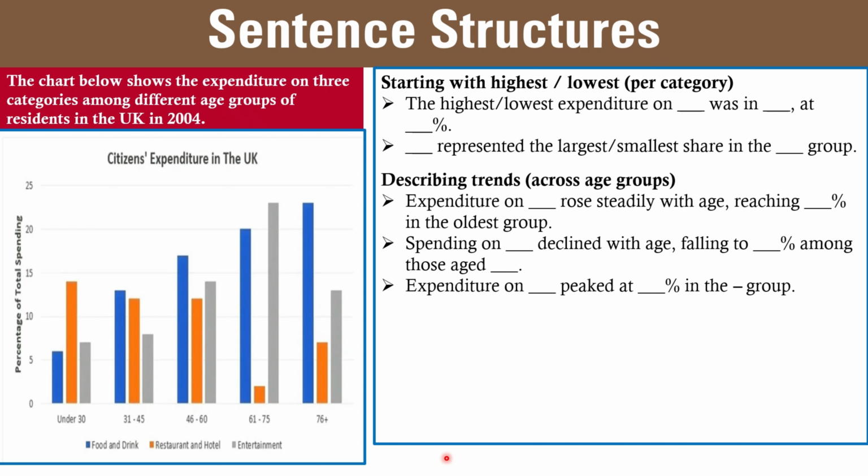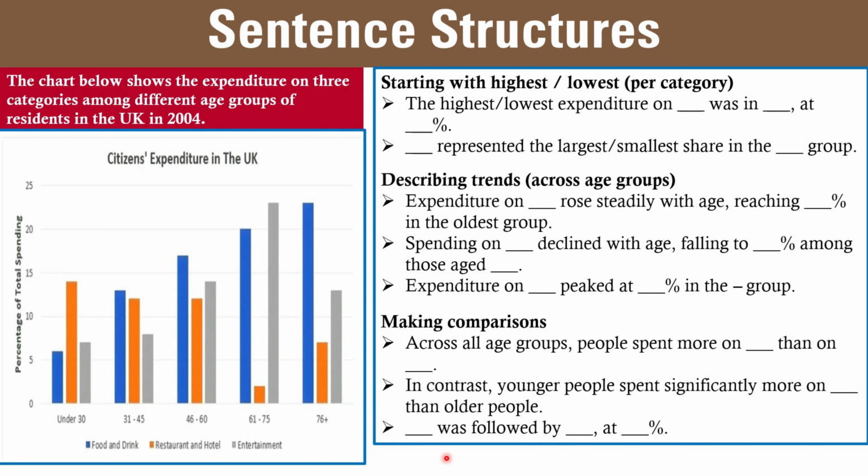And for comparisons, we might say, across all age groups, people spent more on food and drink than on restaurants and hotels. Or, in contrast, younger people spend significantly more on restaurants and hotels than older people. These sentence structures match the category-based approach and help us avoid the repetition that comes with the age group method.